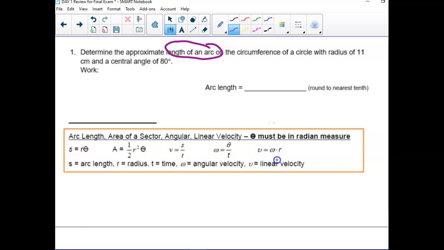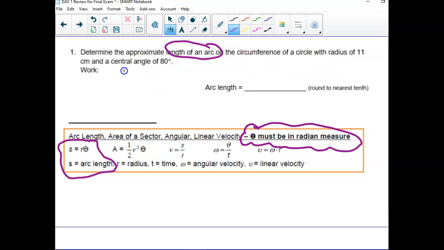This is at the top of the reference sheet, which you should have out, probably your whole reference packet for the final, just so you are familiar with where things are. This is the arc length formula, it says right here. But this is the important piece here. The only way that these work is if theta is in radians.